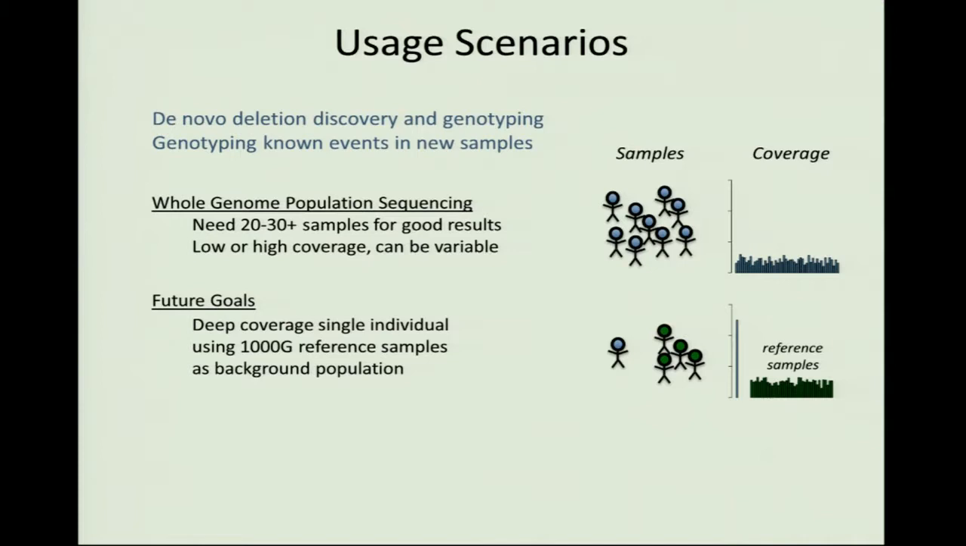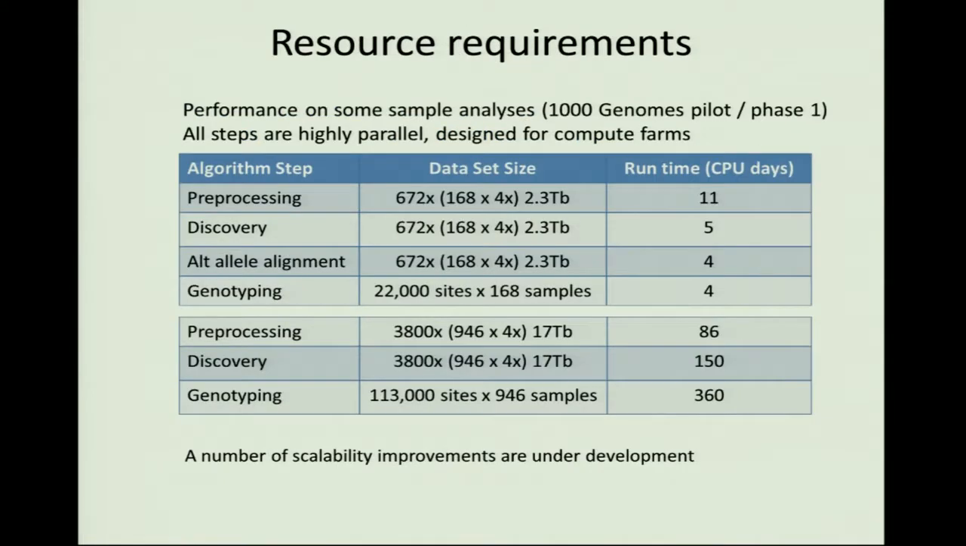We want to check and see how it works with 30x versus many 4x samples. But in general, it seems pretty robust to differences in coverage. So one way to call a deep individual is to round up 50 other individuals from 1,000 genomes, call your single deep sample against those 50, and then ignore the genotypes from the other 50.